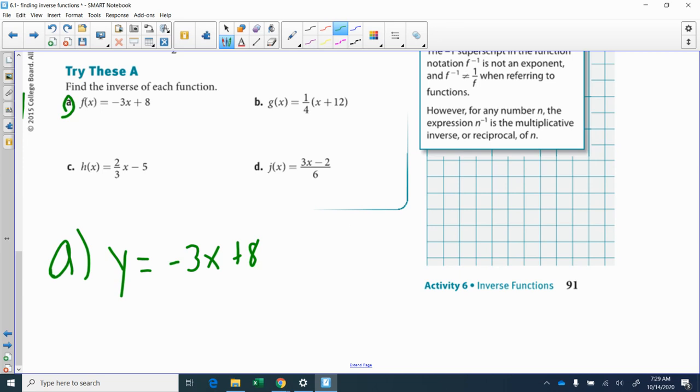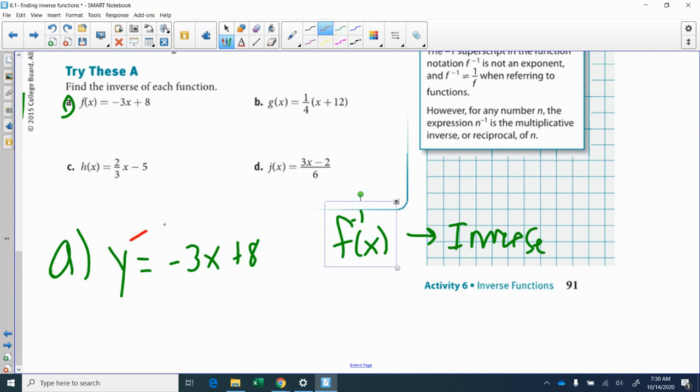And what we want to do is find this: f negative 1 of x, which stands for inverse. Key notation there. f negative 1 of x stands for inverse. So let's go ahead and work this out.